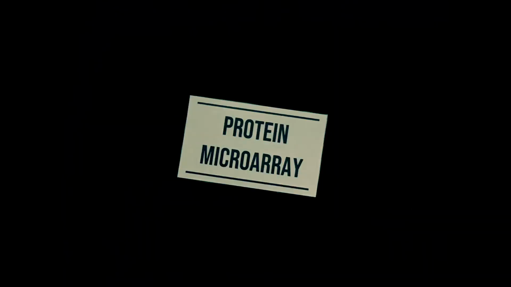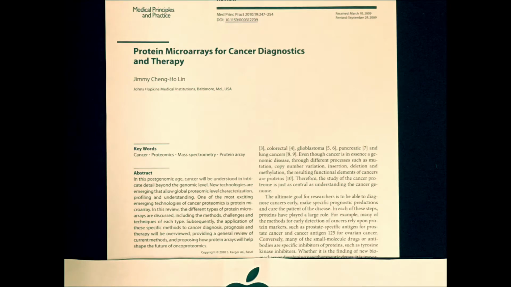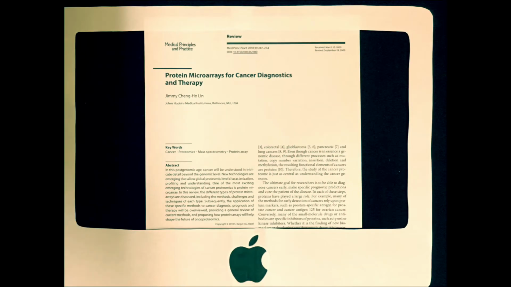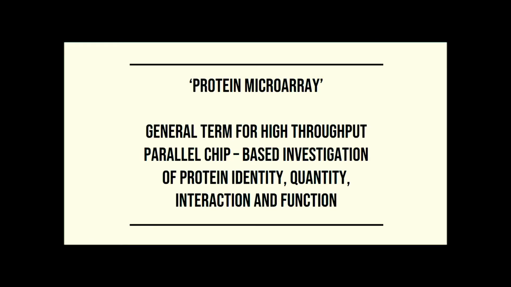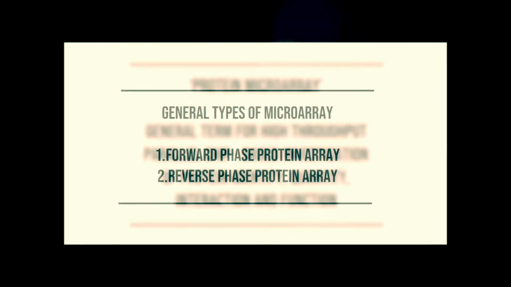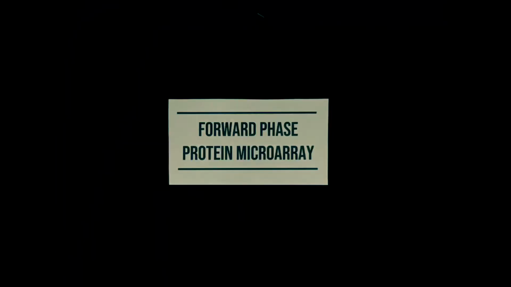Next, let's have a look on protein microarray, an example of microarray that is used in breast cancer study. Protein microarray is the simultaneous analysis of a large number of different proteins in one single experiment, allowing for a parallel assessment of a large number of proteins. Protein microarray is used as the general term for the high-throughput parallel chip investigation of protein identity, quantity, interaction, and function. There are two general types of protein array, the forward-phase protein array and reverse-phase protein array, but in this video we are focusing on forward-phase protein microarray.